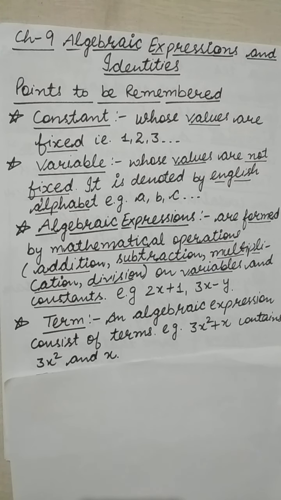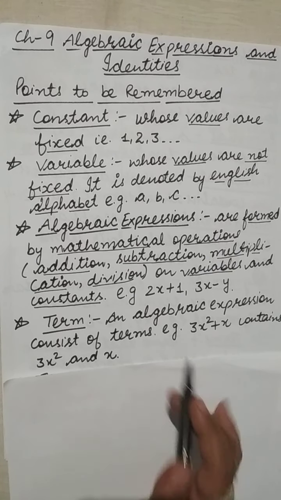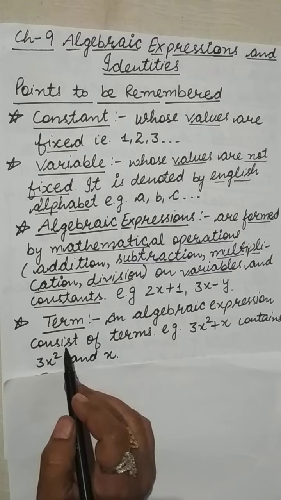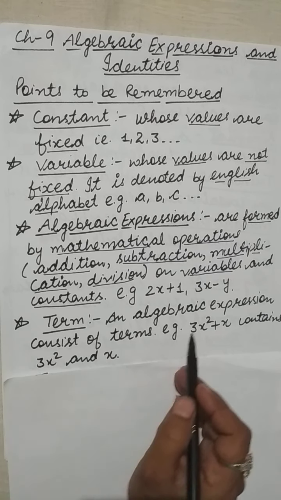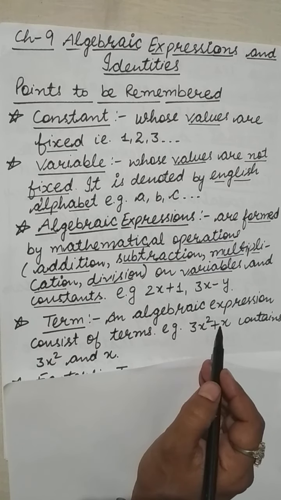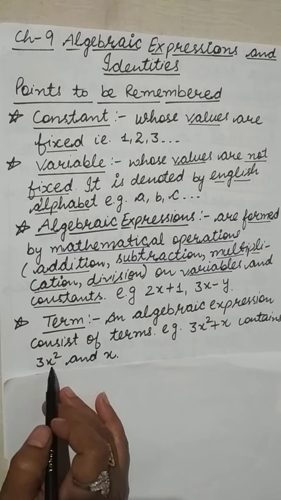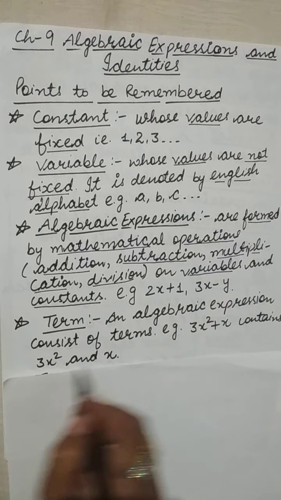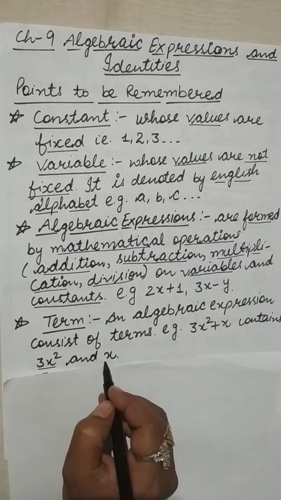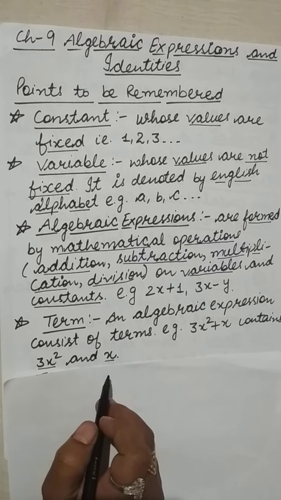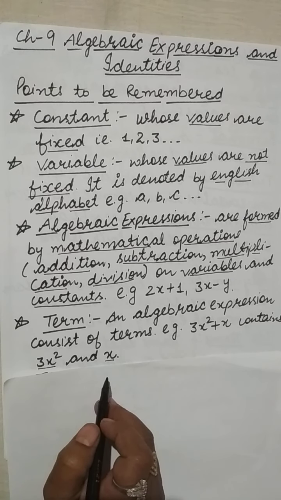Next definition is for a term. An algebraic expression consists of terms. Like here I have 3x square plus x as an algebraic expression, and this contains two terms. One is 3x square and the other one is x. All algebraic expressions contain terms.